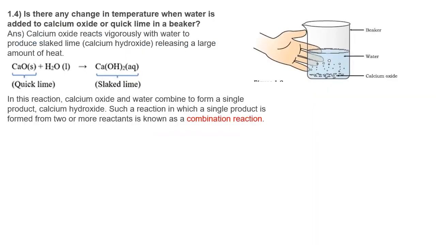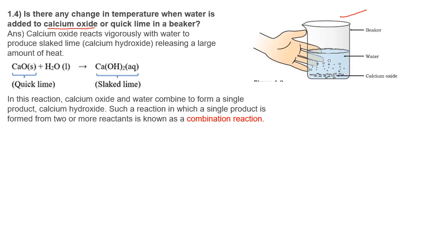Coming to the next activity: is there any change in the temperature when water is added to calcium oxide? Calcium oxide is quicklime, CaO, in a beaker. When you add water to calcium oxide in a beaker, here you can see a person is touching the beaker. That means there is some change in the temperature. So a question can be asked on this type of activity. If possible, try to draw a picture like this and then you can answer it.